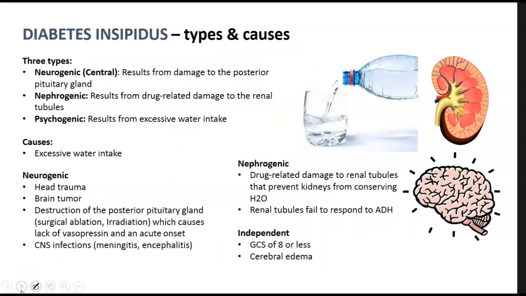Types and causes. You really don't need to know the 3 types, but just understand it can be neurogenic, nephrogenic, or psychogenic in nature. And the psychogenic one is basically when somebody has resulted in excessive water intake. Neurogenic, neuro, think brain, head trauma. Nephrogenic, it can be damage to the tubules, and in terms of failing to respond to ADH.